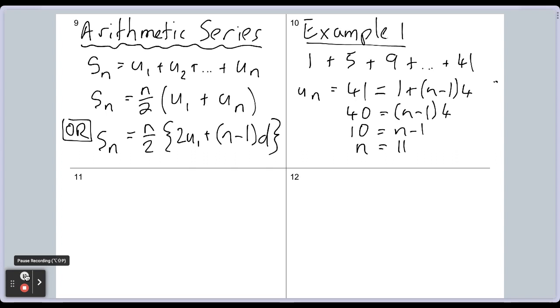Then we can go S, the sum to 11 terms, is equal to 11 over 2 outside of the first term plus the last term, which is equal to 11 over 2 multiplied by 42.